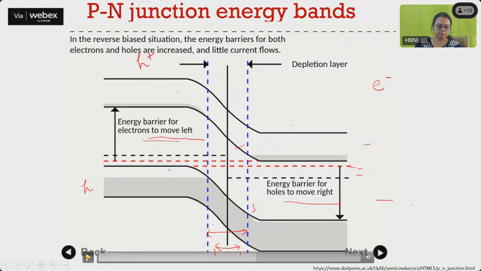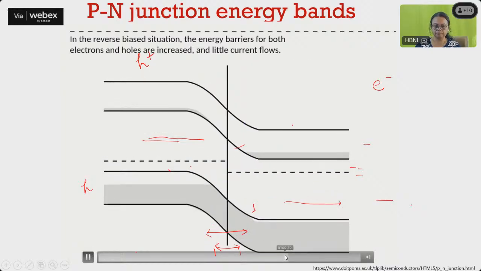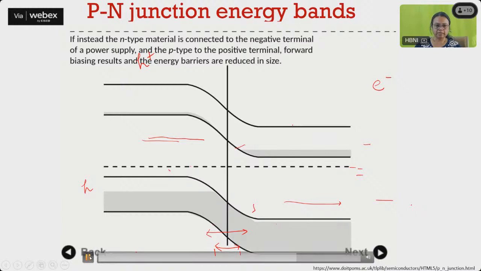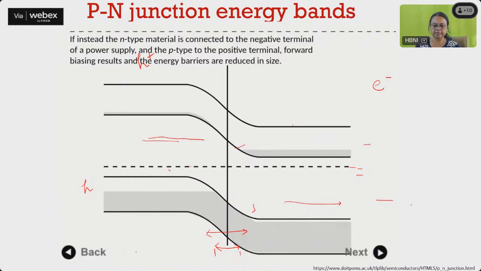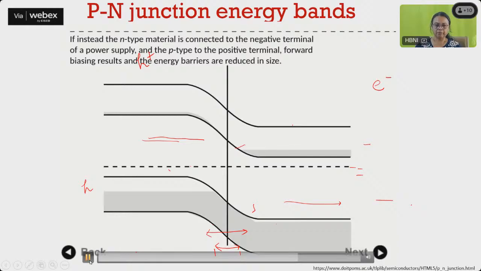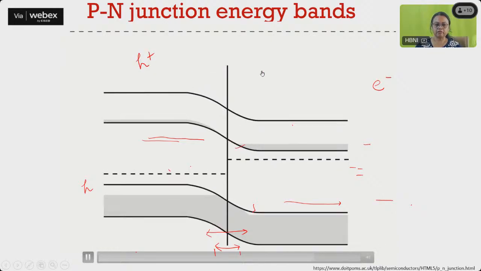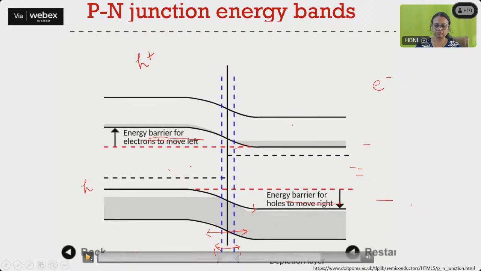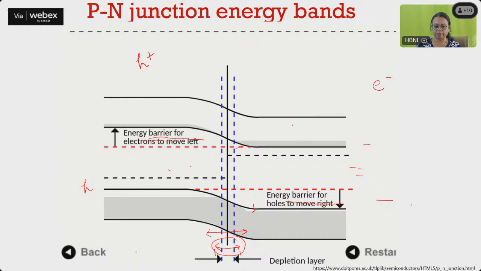Now if we bias it the opposite way, so instead the n-type material is connected to the negative terminal and the p-type to the positive terminal. This is the forward bias, and as a result the energy barrier is reduced. The energy barrier for holes to move to the right side and for electrons to move to the left side is now very small, and the depletion layer has also gone down. So this is the forward bias.